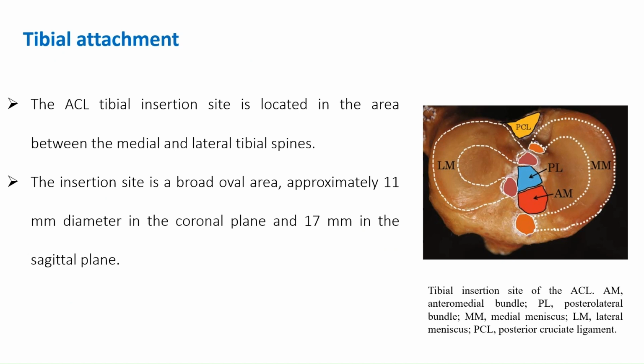Moving to the tibial attachment, this is even more complex. It's more or less like a C-shaped attachment, which is 11 millimeters in the coronal plane and 17 millimeters in the sagittal plane. Again, you cannot reconstruct an ACL with a rounded graft to fill this whole tibial attachment. So it's wise to leave whatever tissues of the native ACL are still in this place.